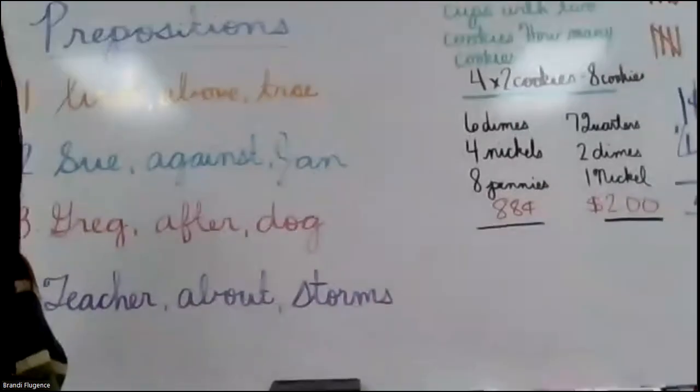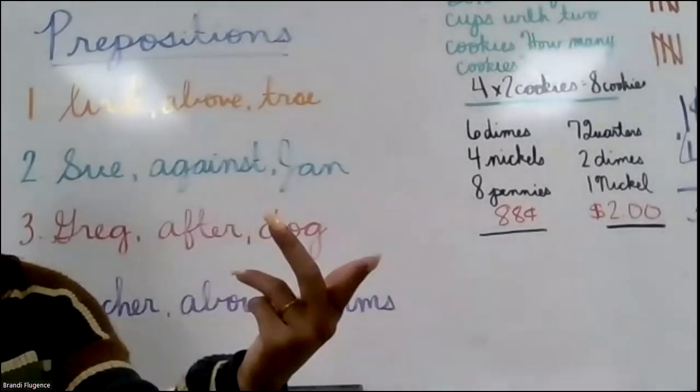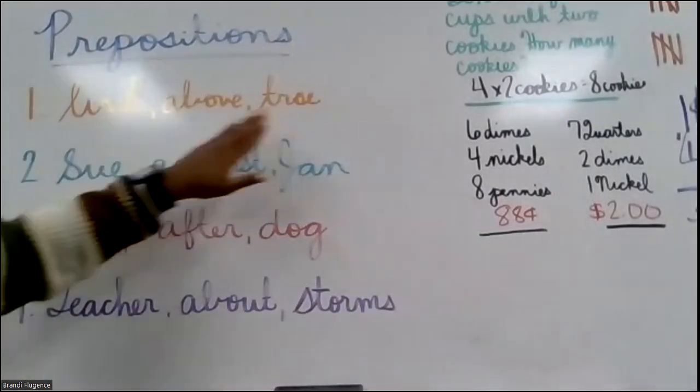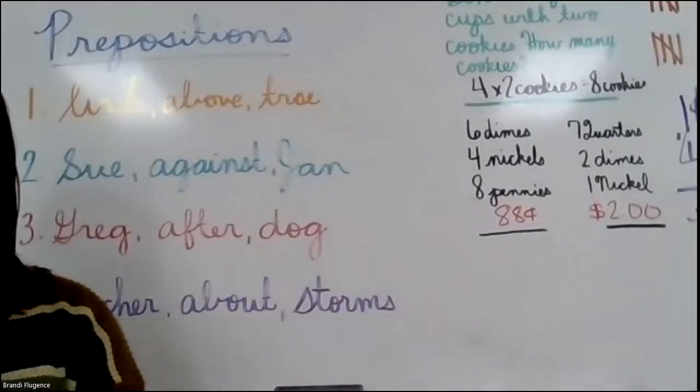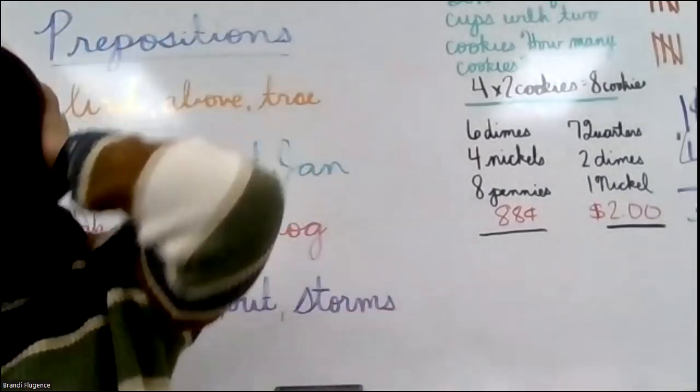Okay? So let's look at number 1. It says bird, above, and tree. You have to create a sentence showing how the preposition above connects bird and tree. Go ahead and do that now. Probably do it on your paper so that you can take it home and you can study.